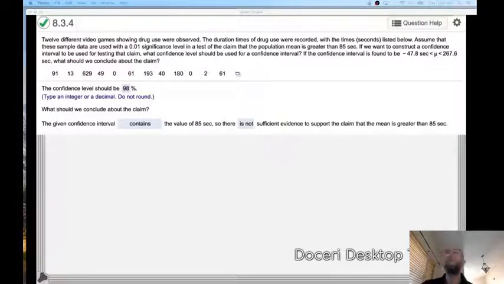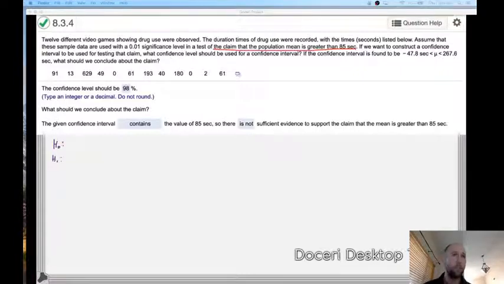Okay, so in this problem, they did a hypothesis test. They tested the claim that the population mean is greater than 85 seconds. So it's important to highlight that claim. Now let's run through the hypothesis test and see what they did.